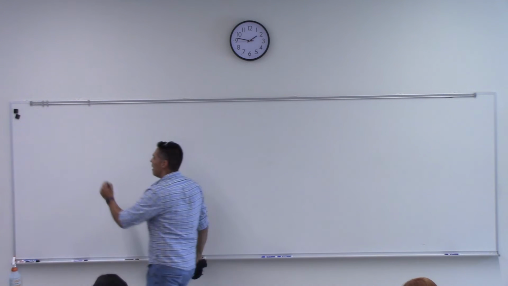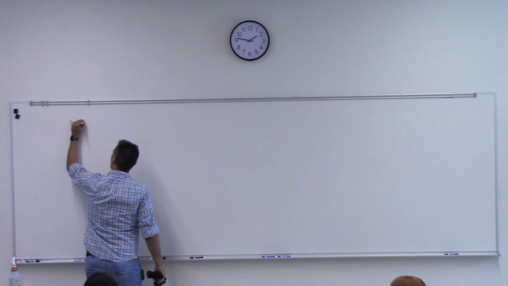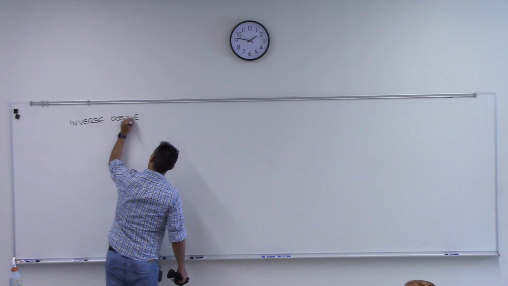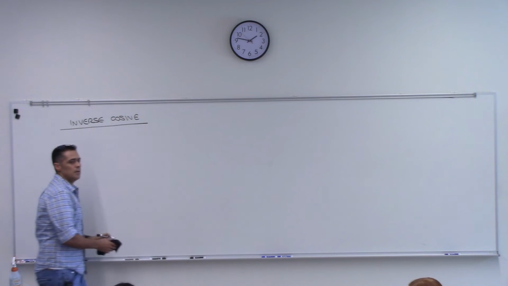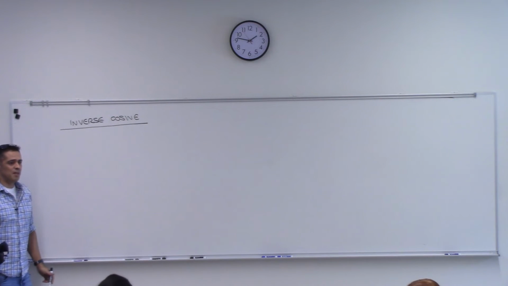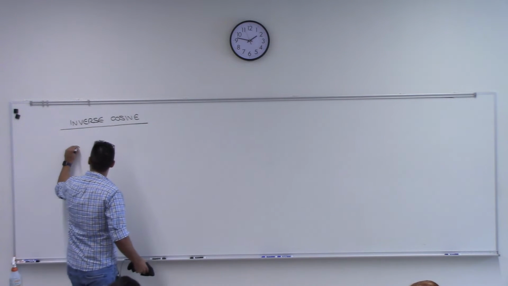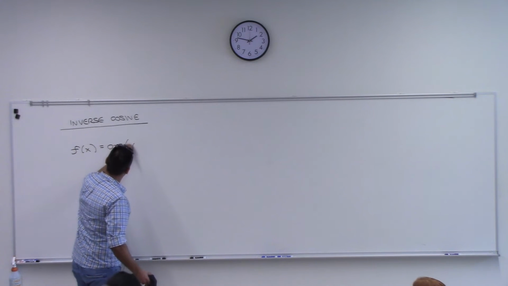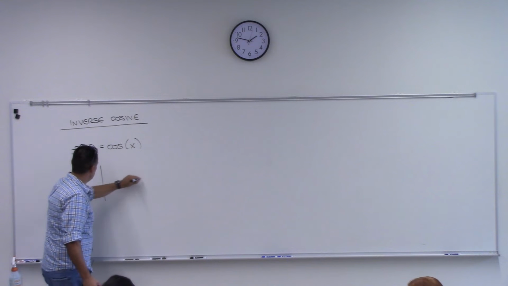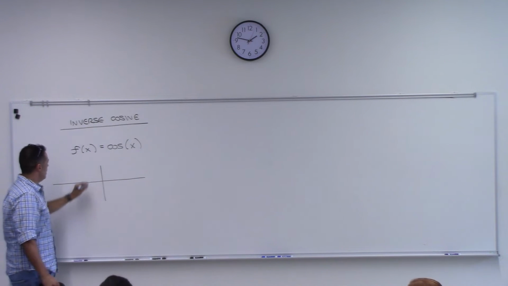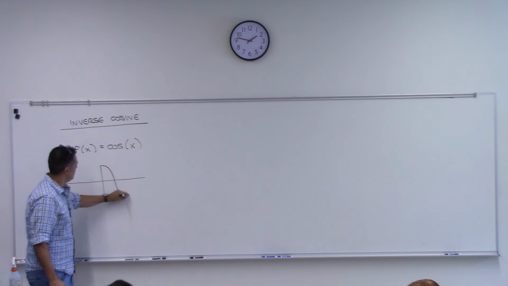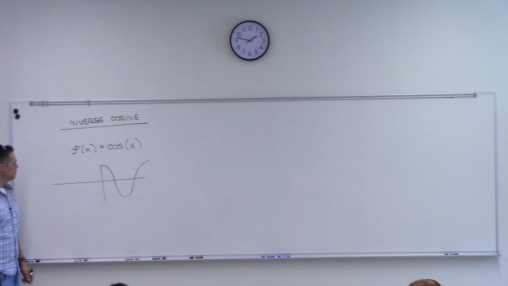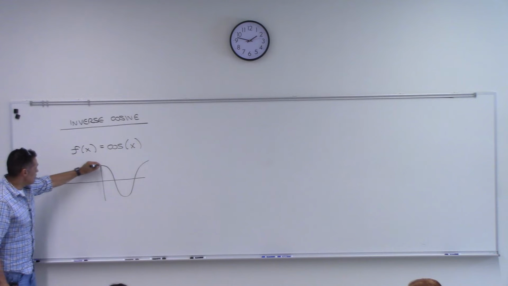All right, so let's talk about inverse cosine. Well, let's start with a picture of cosine. If we look at f of x is cosine of x, if we graph it, it looks like this. Right? That's our standard cosine curve. And then it goes backwards as well.